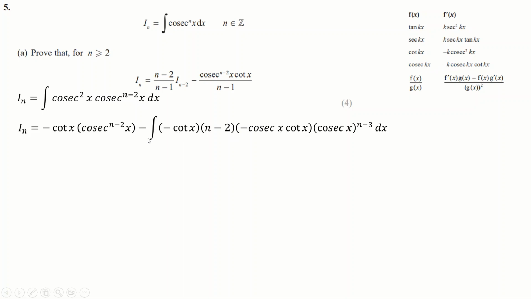Good, so let's tidy this up a bit. So obviously cot and cot make cot squared. There's a cosec here which will bounce that back up to an n minus 2, which is very helpful.